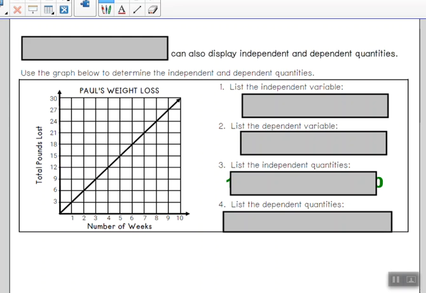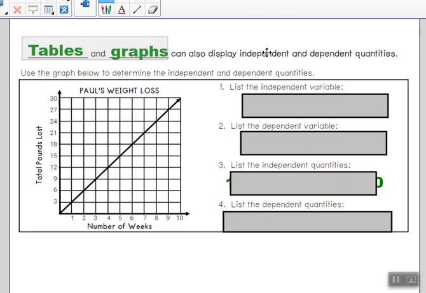Now, tables and graphs can also display IV and DV, okay, independent and dependent quantities. Here's an example of a graph right here. Paul's weight loss, you can see here the number of weeks. And on the y-axis, you see total pounds lost. So it looks like over time, he is losing more and more pounds, which is probably what his goal was. Maybe he was training for something. Maybe he just went on a diet. Maybe he was trying to meet some goals, whatever.